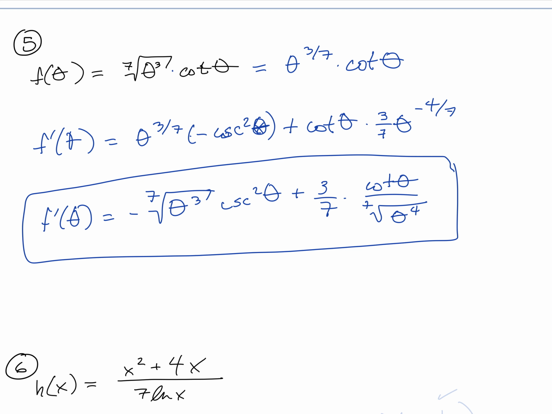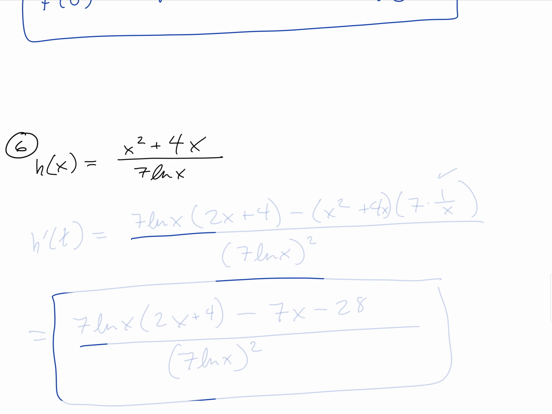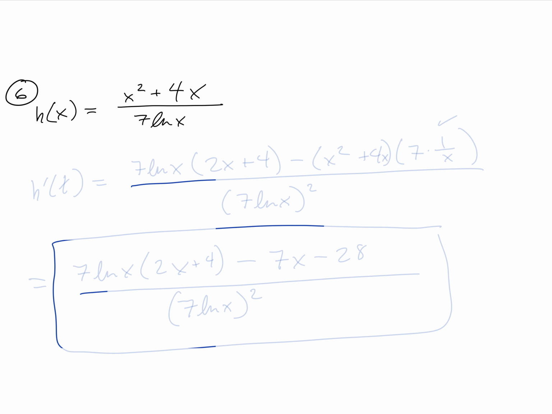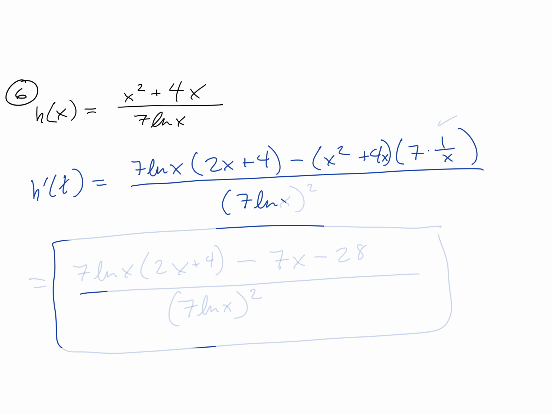All right, h of x is x squared plus 4x over 7 natural log of x. We do need the quotient rule for this. So h prime of x is equal to low, 7 natural log of x, d high, 2x plus 4, the derivative of the top, minus high, x squared plus 4x, d low. Derivative of 7 natural log of x is 7 times 1 over x, all over the bottom squared, 7 natural log of x squared. And so we could do some rewriting if we wish.